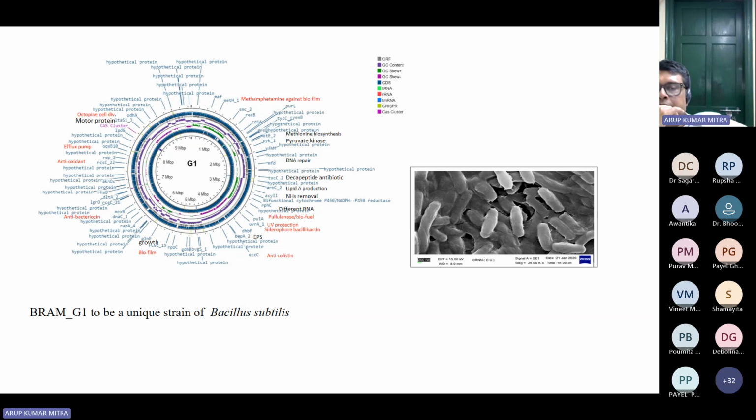And accordingly, we reported their sequences in NCBI and we gave unique names: BRAM G1, G2, G3, Y2 and Y3. We had Y1, but ultimately we couldn't preserve this bacteria. It didn't grow under normal conditions here. But the remaining 5 grew. So the first one, which we had, was Bacillus subtilis. And this was reported as BRAM G1.